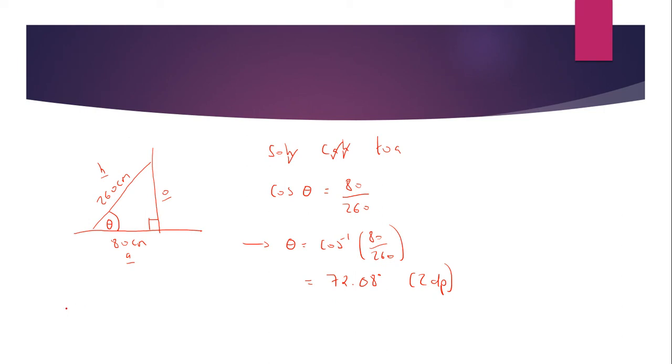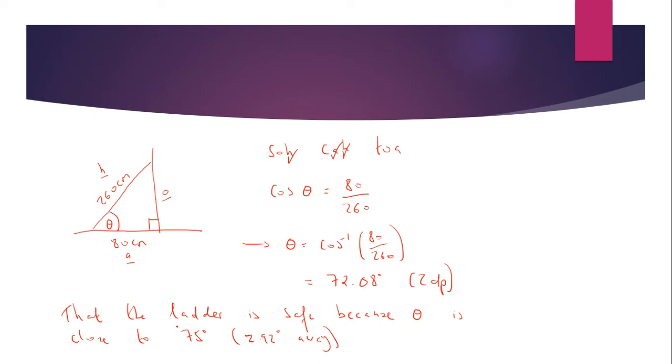So I'm going to say, all right, that the ladder is safe because theta is close to 75 degrees. And you might want to even give the difference. Okay, it's actually 2.92 degrees away.